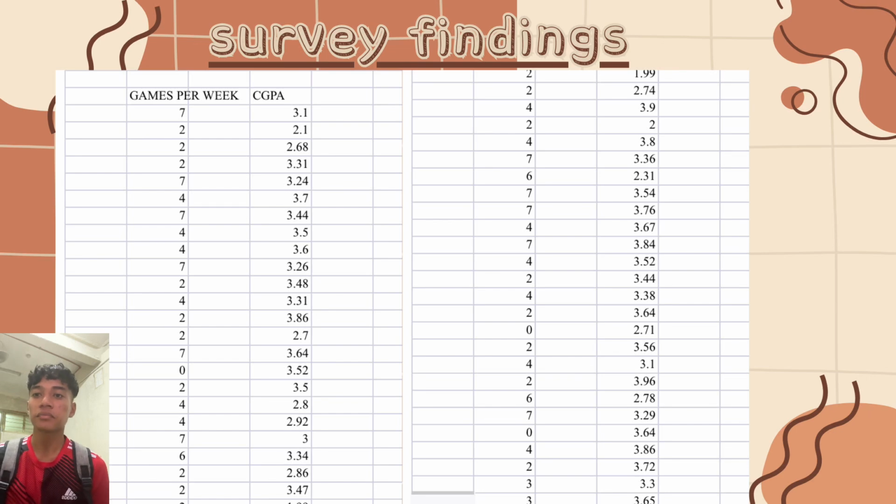So in conclusion, respondents play an average of 3.8 games per week, which reflects moderate gaming habits. The distribution shows no extreme gamers, suggesting that gaming is not heavily disrupting their academic routines. Therefore, the relationship between gaming and academic performance in this group is expected to be minimal, with most students capable of balancing both activities.